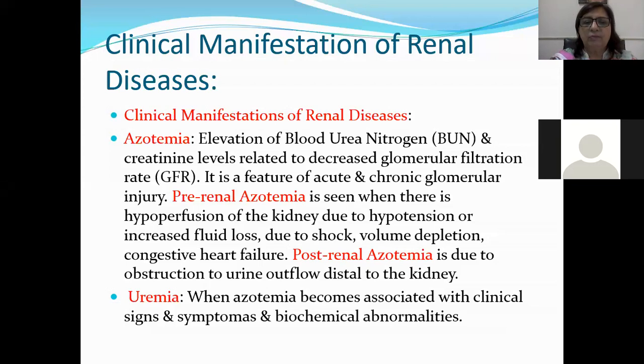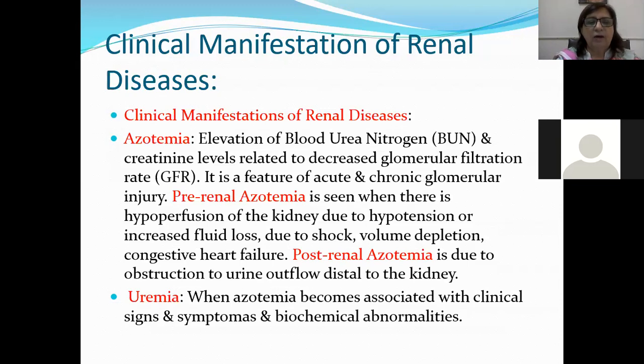Post-renal azotemia is due to obstruction to the urinary outflow distal to the kidney. So azotemia can be because of the kidney lesions, which can be because of glomerular lesions, pre-renal because of decrease in the blood flow, and post-renal because of the obstruction to the urinary outflow, which can occur because of the stones, or because of the tumors, leading to hydronephrosis of the kidney, which I am going to explain to you later on.